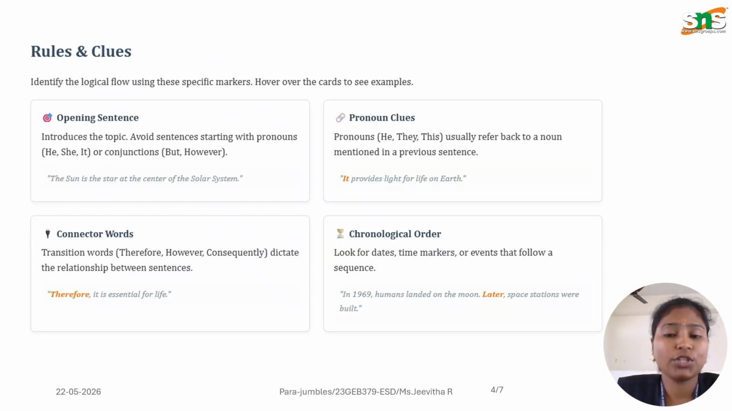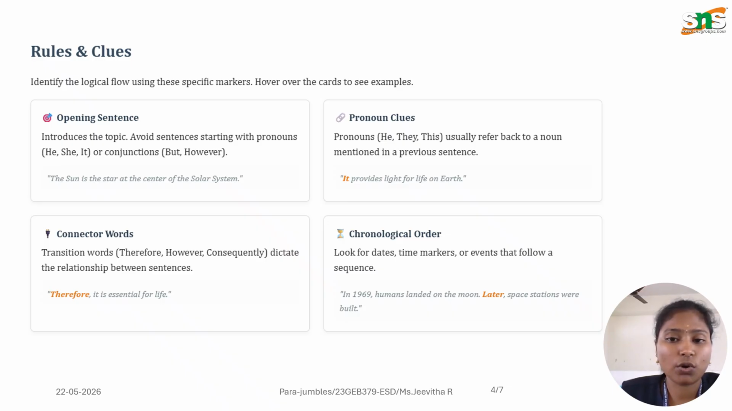Pay close attention to this slide. This slide is your ultimate toolkit. To fix a scrambled paragraph, you need to track four specific linguistic markers. The first one is the opening sentence. This is your foundation. It introduces the primary topic. Always avoid sentences starting with pronouns like he, she, it, or conjunctions like but or however, because those require a previous sentence to exist.